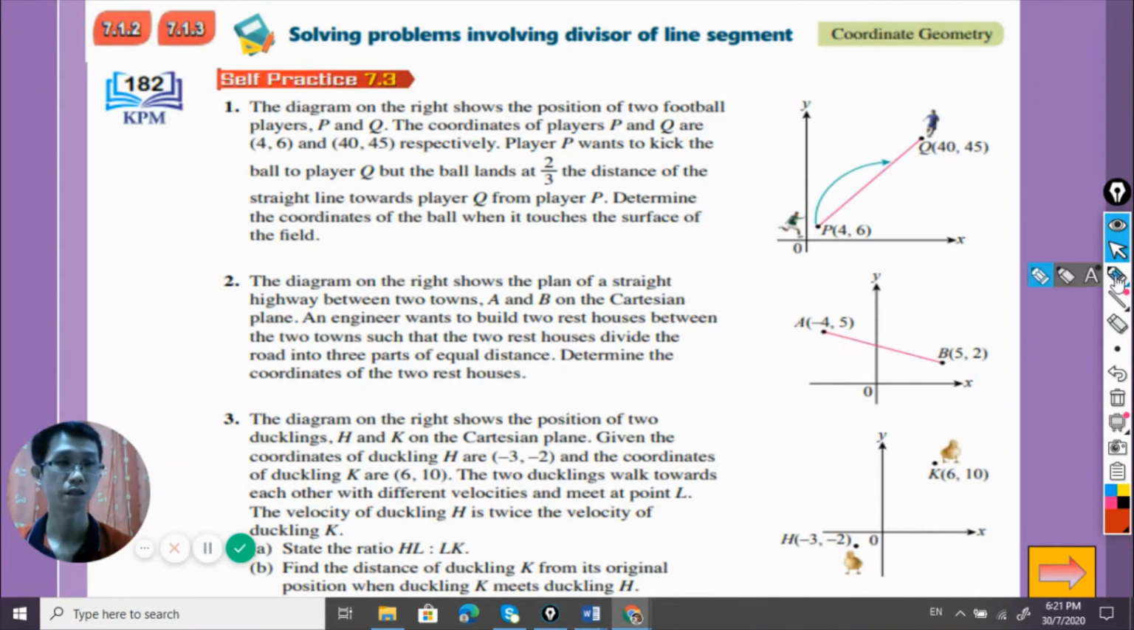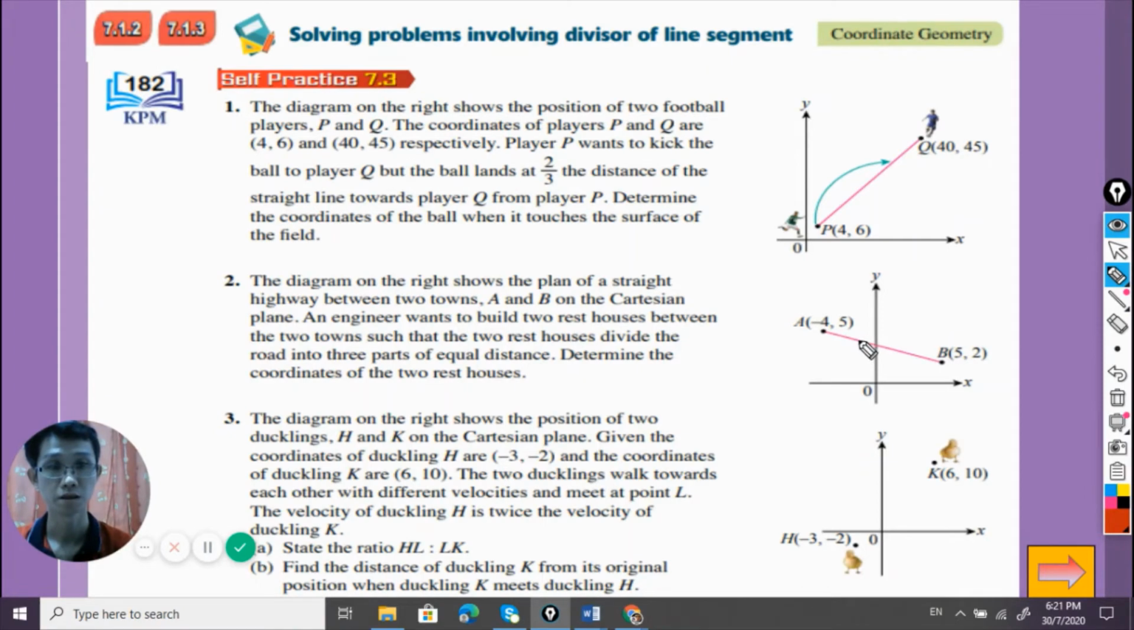So the positions of the two rest houses should be somewhere in between, in such a way that they divide this into 3 equal parts. So the first rest house is 1 equal part away from A compared to 2 equal parts from B.